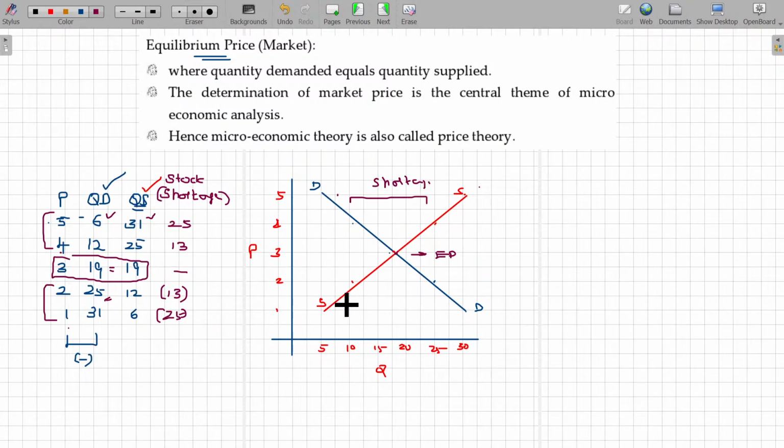When the price is 1, this difference will be called unsold stock. Stock unsold. Is that okay? Hope you could understand.